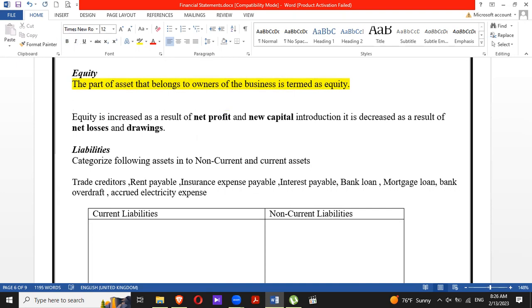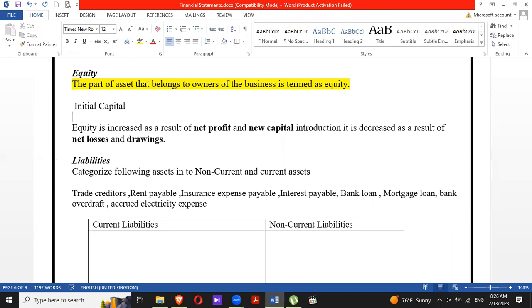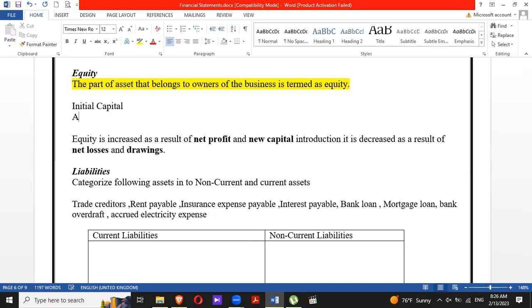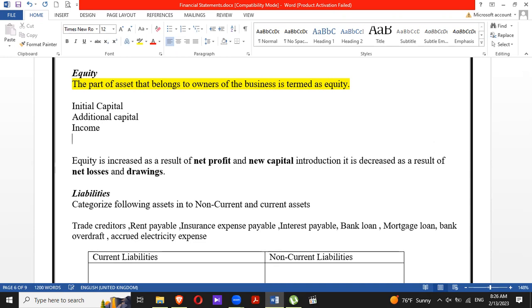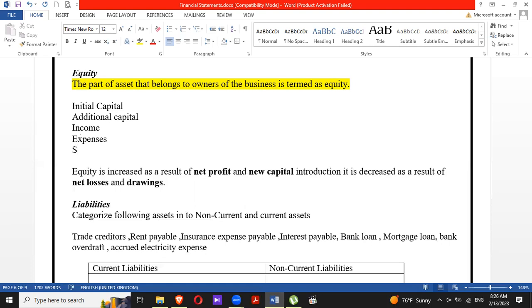What are they? Initial capital, that means the basic capital investment of the owner. Next, additional capital. And equity also includes income. Expenses also come under equity. Drawings also come under equity.